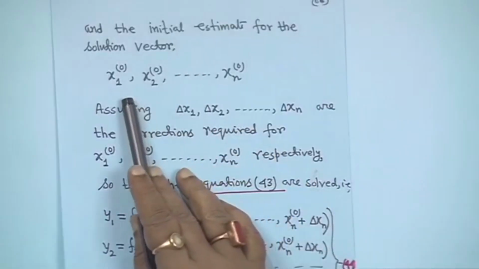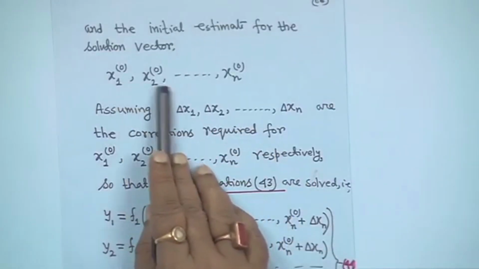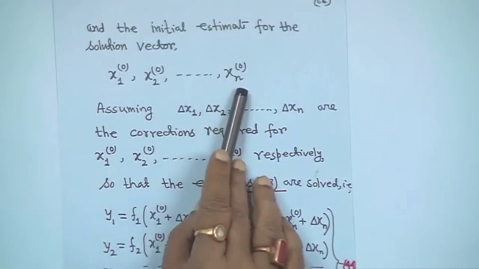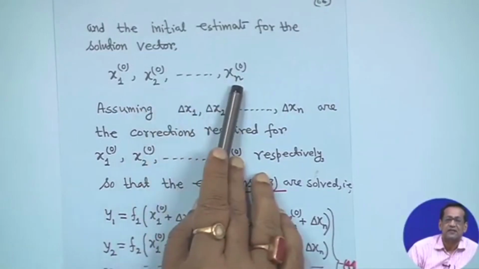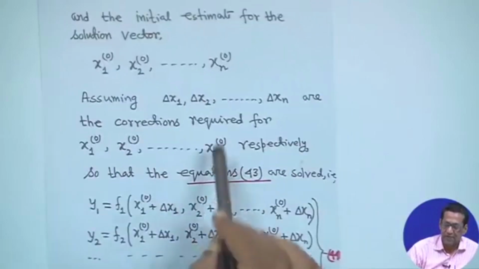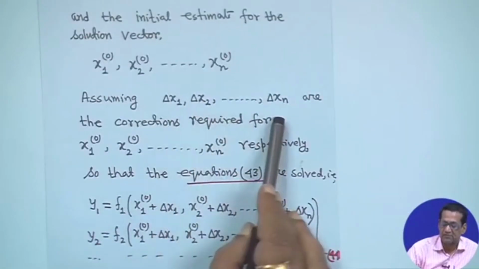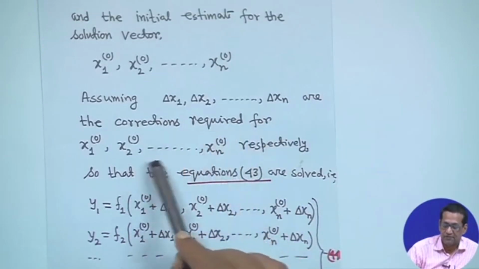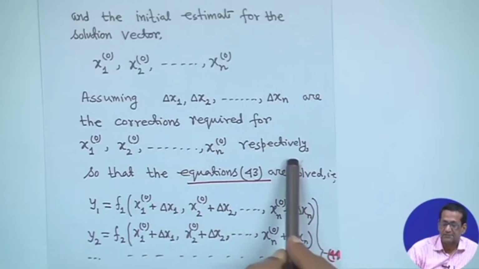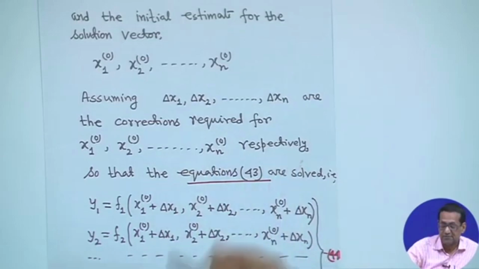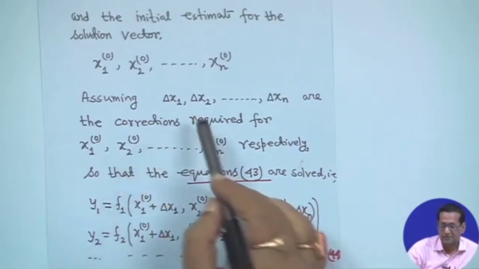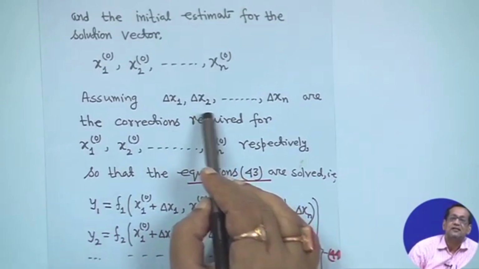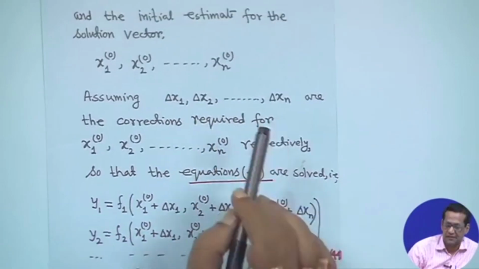Now, suppose the initial estimate for the solution vector is given. These are the initial values given: x 1 0, x 2 0 up to x n 0. For all the x values, initial values are given. Now, assume delta x 1, delta x 2 up to delta x n are the corrections required for x 1 0, x 2 0, x n 0 respectively, because in every iteration you need to update the x values. So, these are the corrections required.